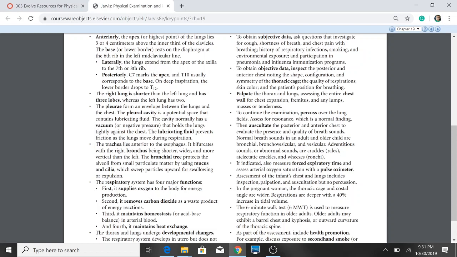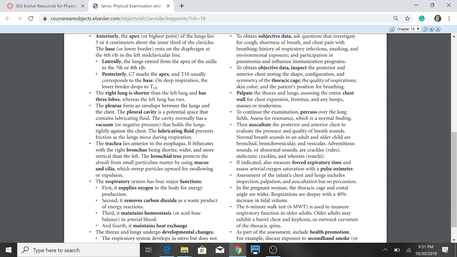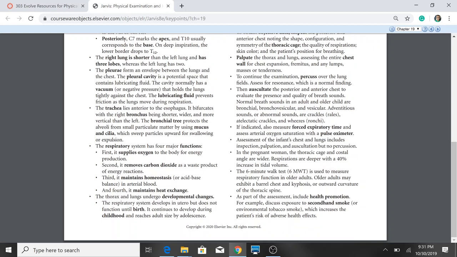Right lung is shorter than the left lung and has 3 lobes. The left lung has 2. The pleura form an envelope between the lungs and the chest cavity. Pleural cavity is a potential space that contains lubricating fluid. Cavity normally has a vacuum or negative pressure that holds the lungs tightly against the chest. The lubricating fluid prevents friction as the lungs move during respiration.